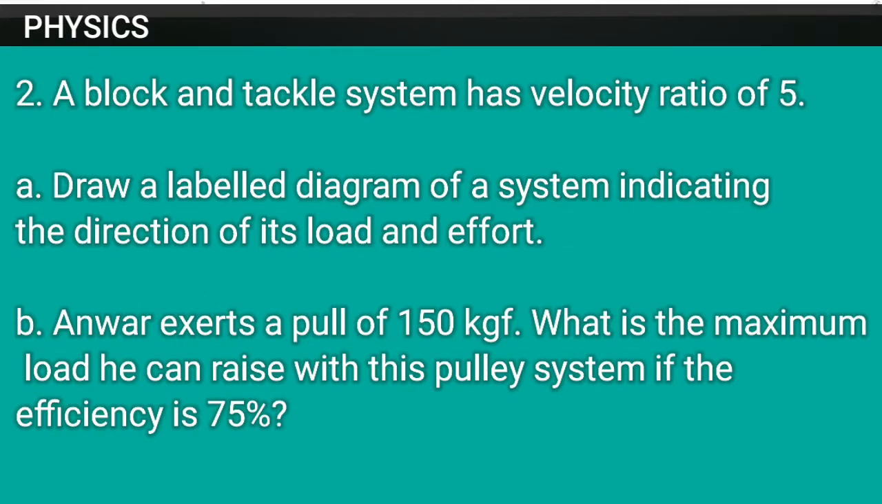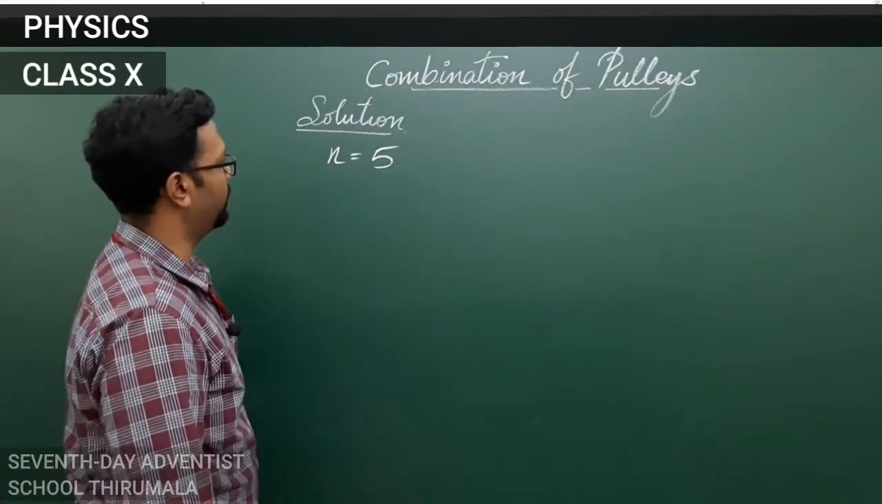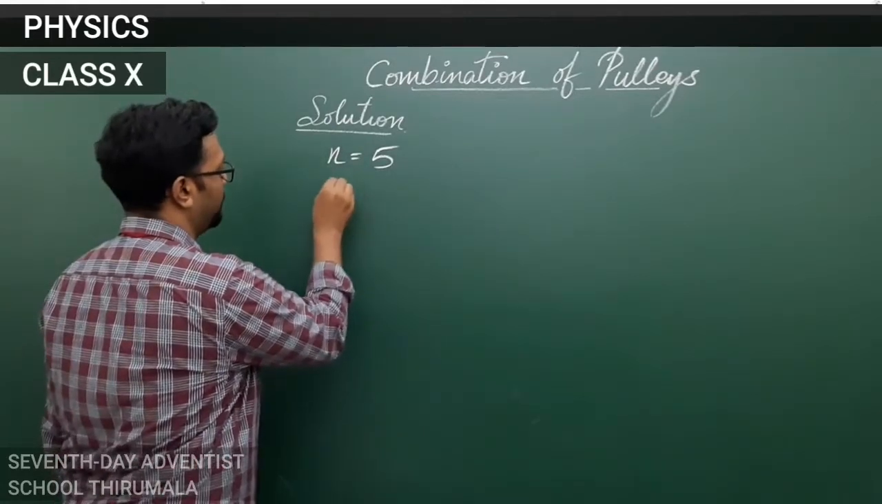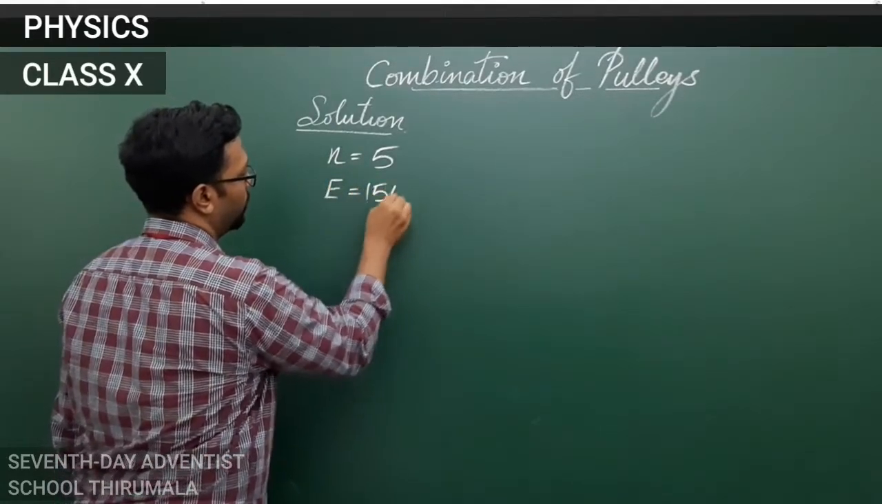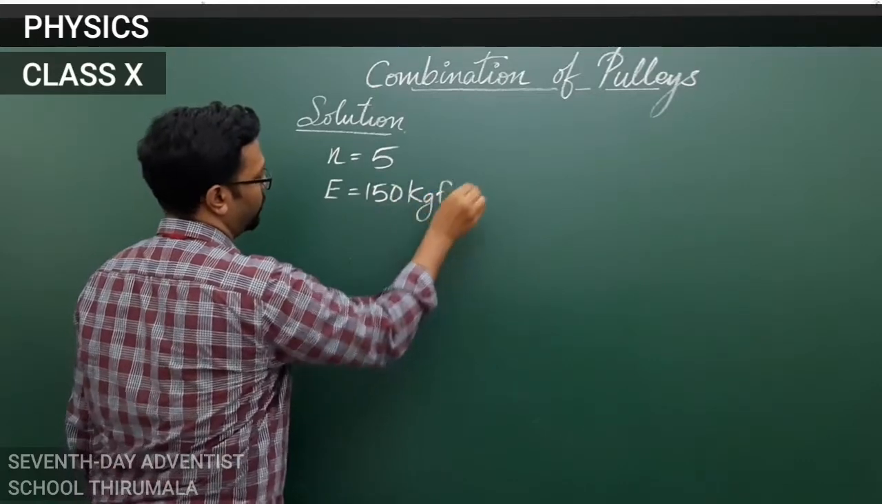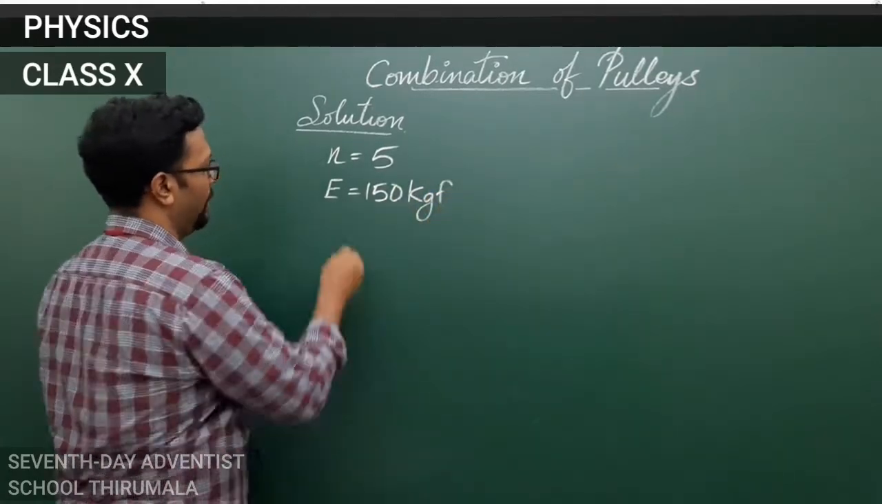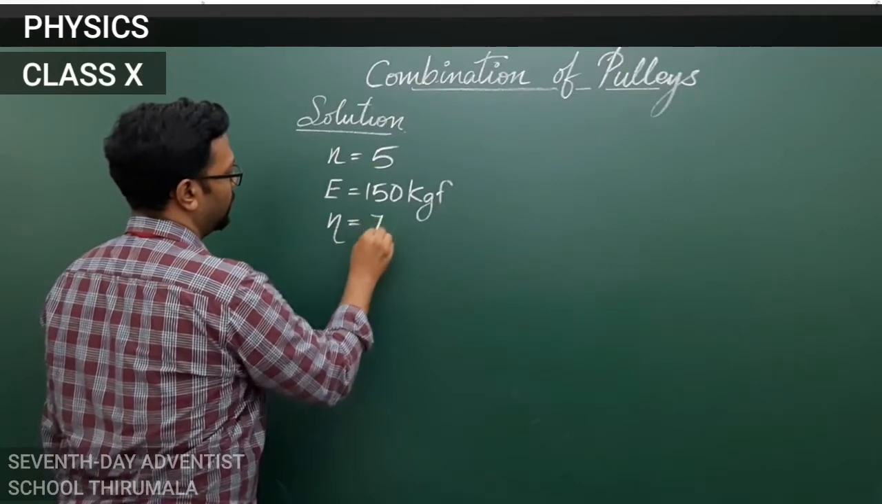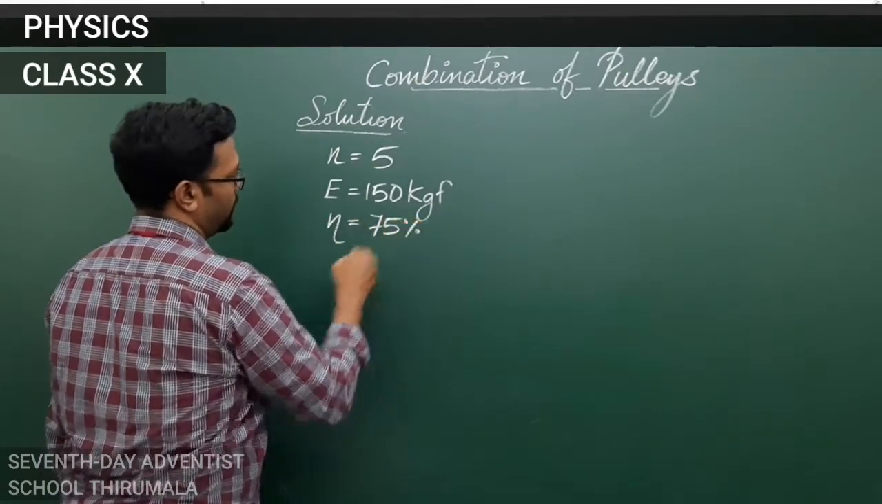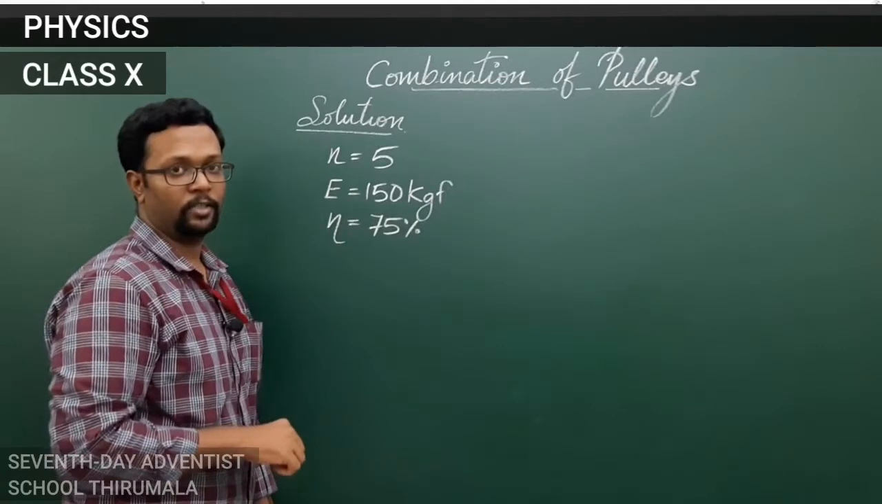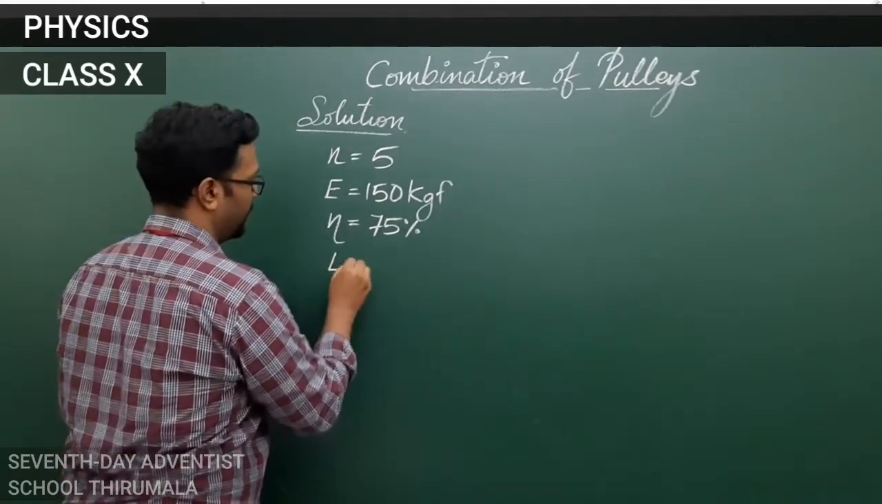Okay, for the B part, the question reads, Anwar exerts a pull of 150 kg force. What is the maximum load he can raise with this pulley system if the efficiency is 75%? We will write down the things that we know. The effort applied by Anwar is equal to 150 kg force. And the efficiency of the system is 75%. And we are asked to calculate how much load he can lift.